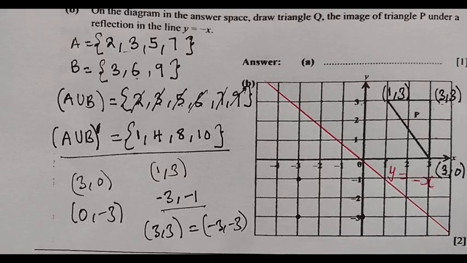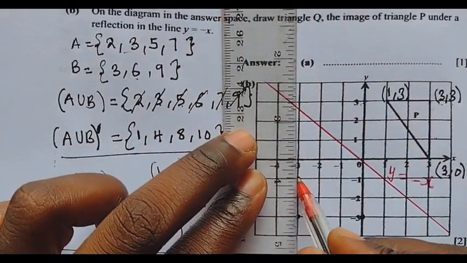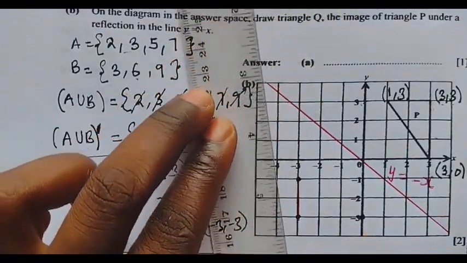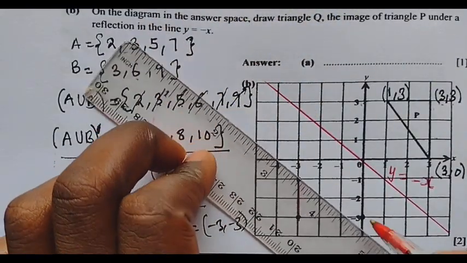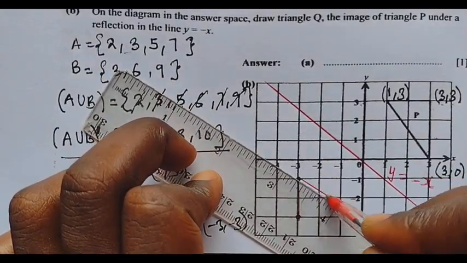So what you need to do is just get your ruler, then you connect these points like this. So we connect here. I hope we are together. We also connect right here.